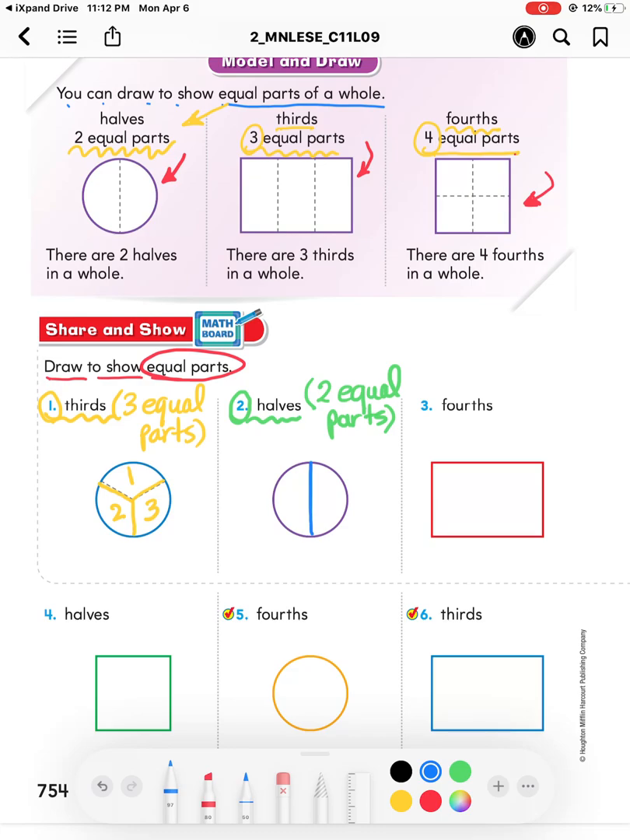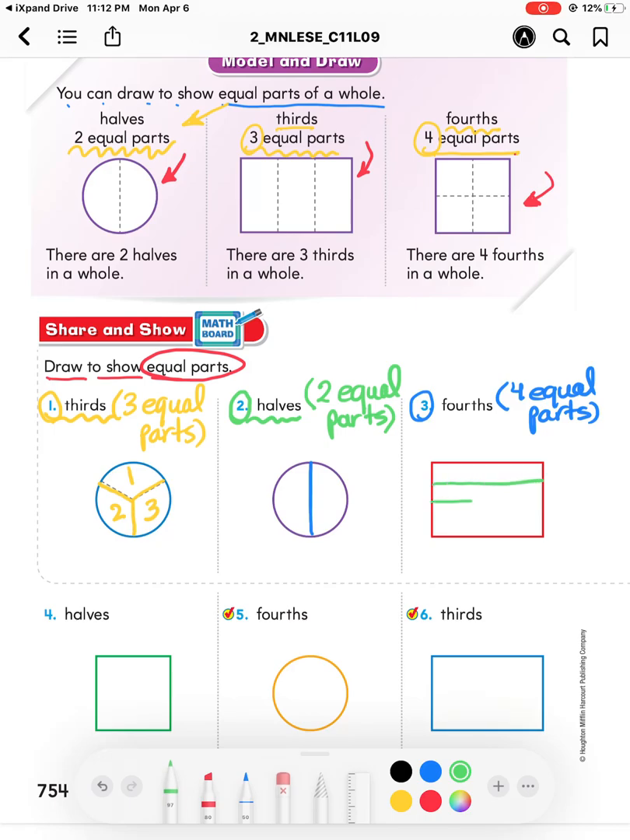Now let's move to question number 3, fourths, okay? In the fourths here, what do we mean by fourths? How many equal parts? Excellent. 4 equal parts. Right. This is great. Good job, grade 2. Now we want to divide it into 4 equal parts, right? So now we can divide it like this. 1, 2, 3, and 4. And here we can have 4 equal parts. This is correct.